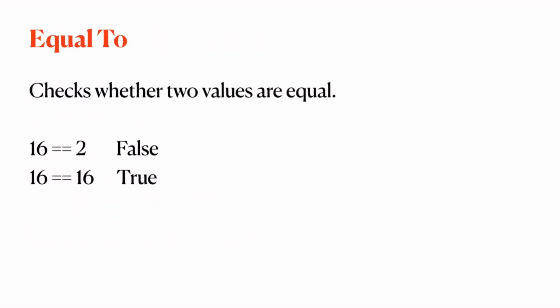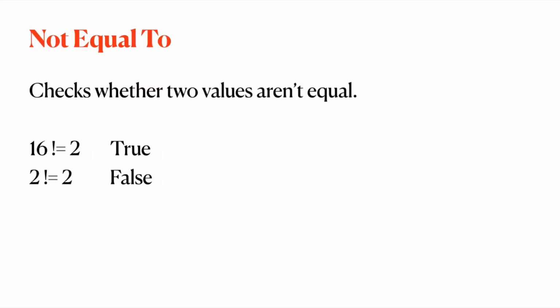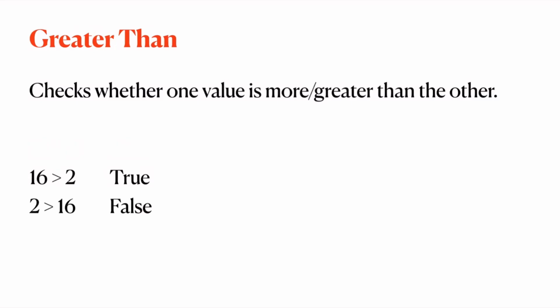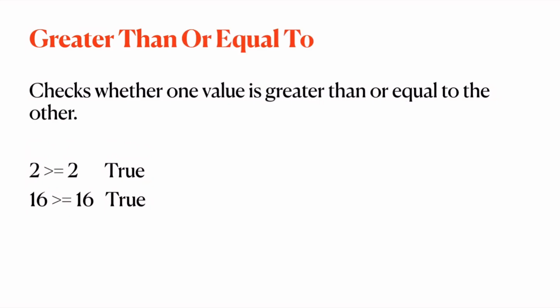The relational operation equal to checks if two operands are equal. Not equal to does the opposite, checking if two values aren't equal. Less than checks whether one value is less than the other. Meanwhile, greater than checks if one operand is more or greater than the other. And finally, greater than or equal to checks if one operand is greater or more than or equal to the other. So really, it's not that hard to understand, not many to remember, pretty easy topic.